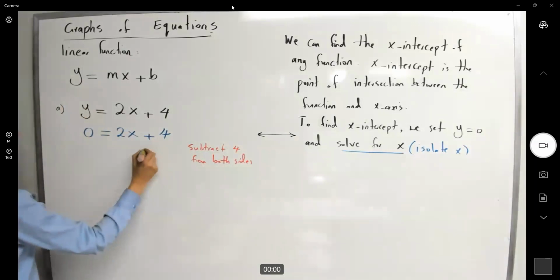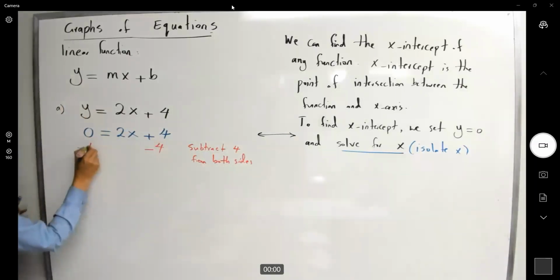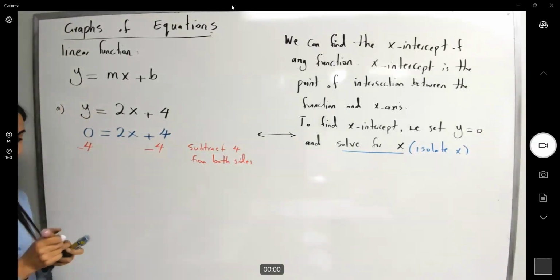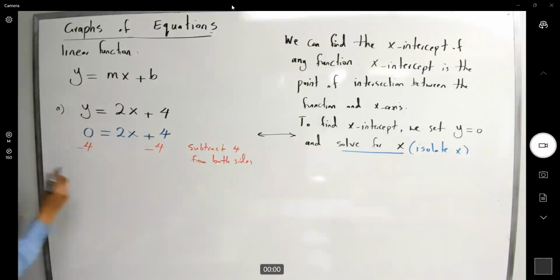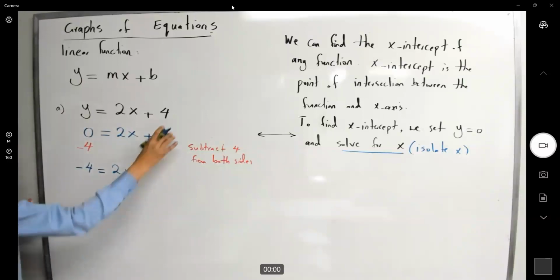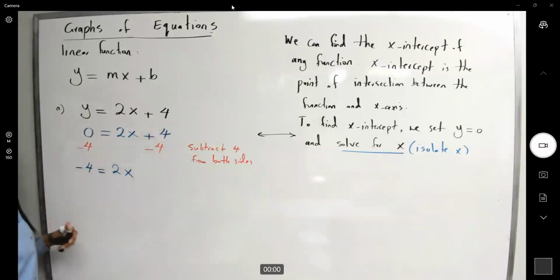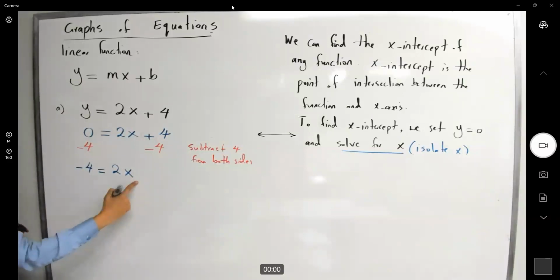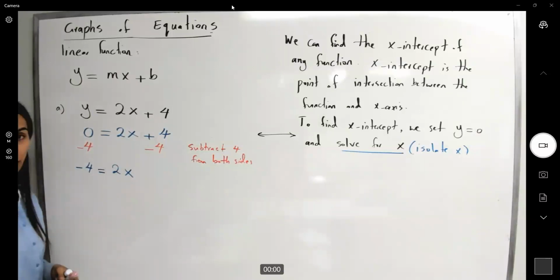Okay, I'm subtracting 4 from both sides. What's left? I have -4 equals 2x, but 4 minus 4 is just 0. So I have 2x, 2 times x equals -4. To isolate my x, I have to get rid of this coefficient by dividing both sides by 2.